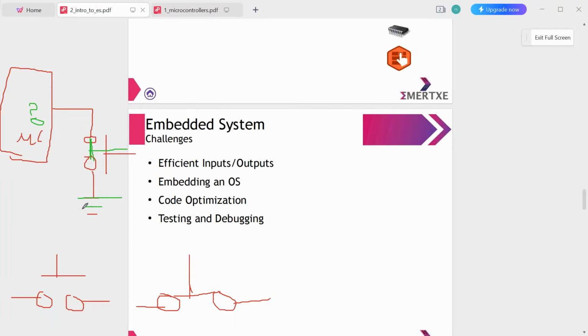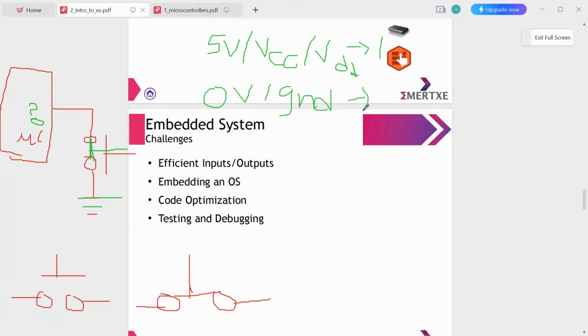Now, one more thing. In embedded systems from here onwards, if I'm saying 5 volt, or VCC, VDD, whatever it is, in the digital world it is nothing but the 1. And if I'm saying 0 volt or ground signal, in the digital world it is nothing but the 0. So please talk in terms of zeros and 1. Okay, so I'm getting mixed answers.